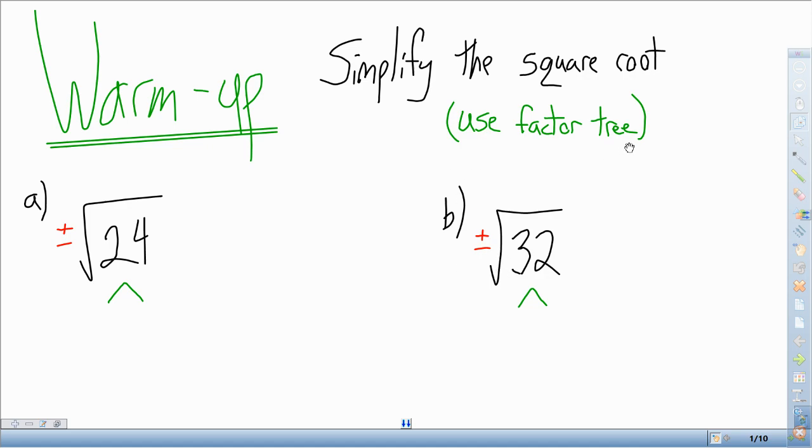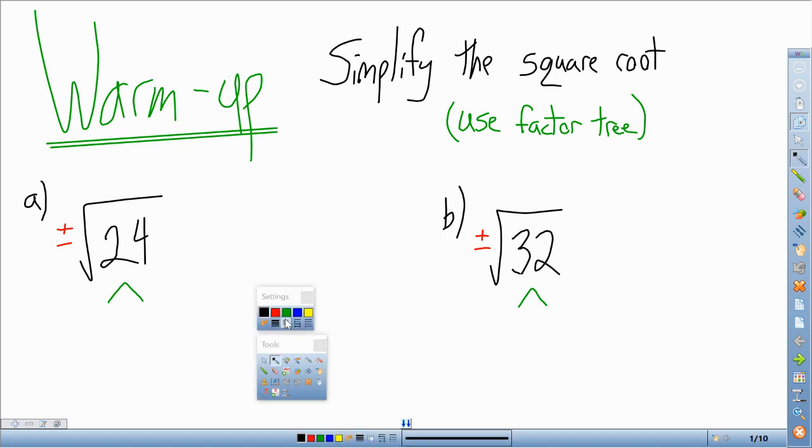And I'm going to recommend using a factor tree on these. If you remember, the first thing you do is you're just looking for two numbers that multiply to get what's underneath the radical sign. So start with that and then continue to break them down until you have a bunch of prime numbers. And then, if you remember, we pair up numbers that come out of the radical. What doesn't pair up stays inside. So try out A and B and see if you can remember how to do those.